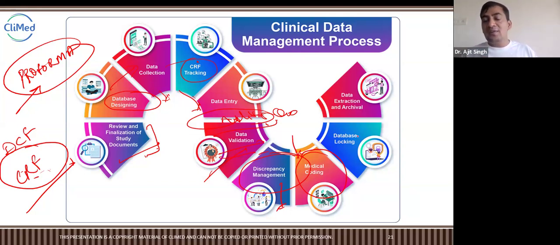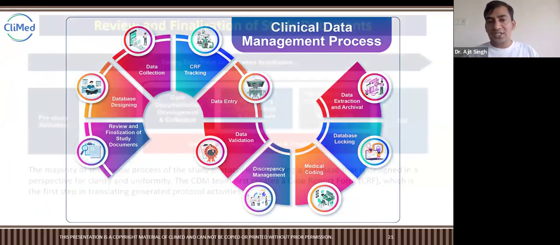And based on that, once everything is complete, they lock the data, and later they extract, analyze, and put it into archival. So data safety is very important. Data will be kept safe for at least 10 to 15 years in the archival. If anything happens, if the drug has not performed well or something happens, the governments or regulators go back into the data and check the data for the next 10 to 15 years, right? So that's how the CDM team works. This is called the CDM data management process, CDM process.